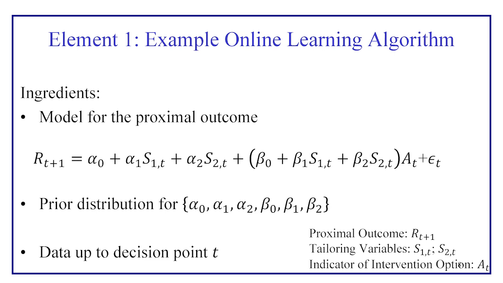And so what are the ingredients in this online learning algorithm? Remember, the first element is the online learning algorithm. What are the ingredients? A model. Here's an example of the model. There's a prior distribution because we're using Bayesian statistics.